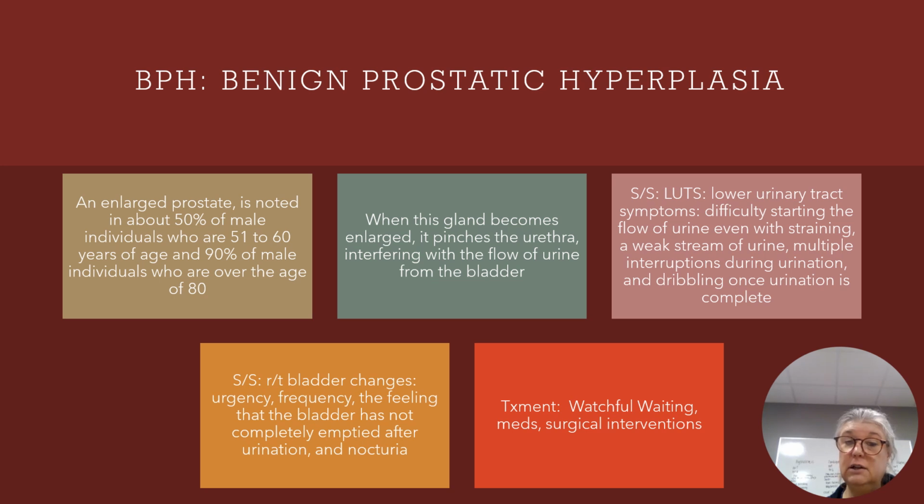So clinical manifestations of BPH are related to lower urinary tract symptoms. You're going to want to know this. LUTS, lower urinary tract symptoms. These manifestations include difficulty starting the flow of urine, even with straining, a weak stream of urine, multiple interruptions during urination, so like starting, stopping, and then dribbling once urination is complete. Symptoms related to changes in the bladder. Also be aware of this. Urgency, frequency, the feeling that the bladder has not completely emptied after urination, and frequent awakening at night to urinate.